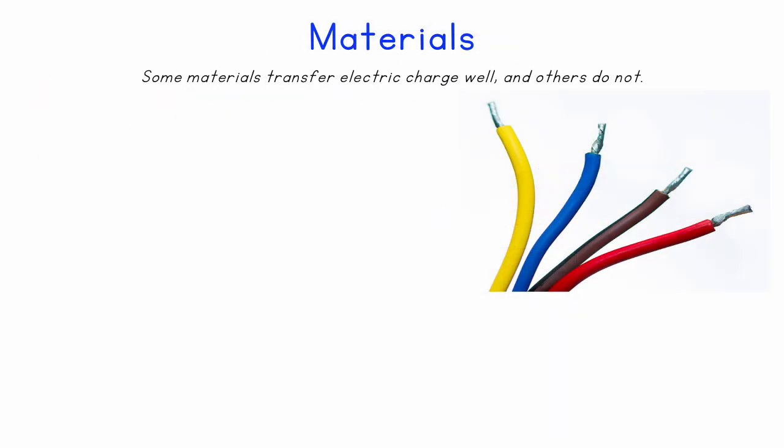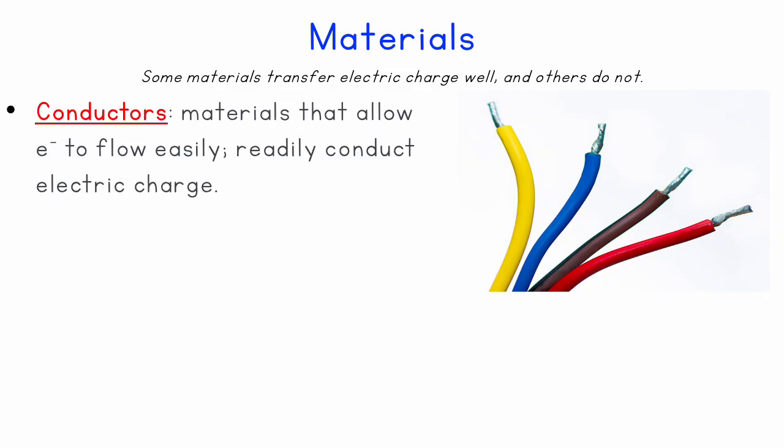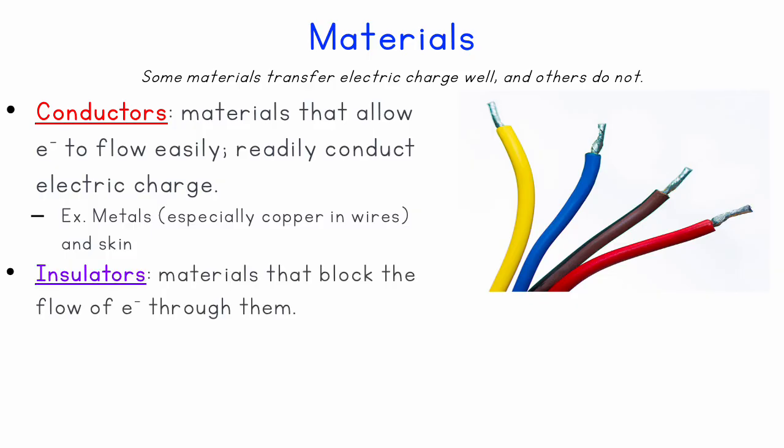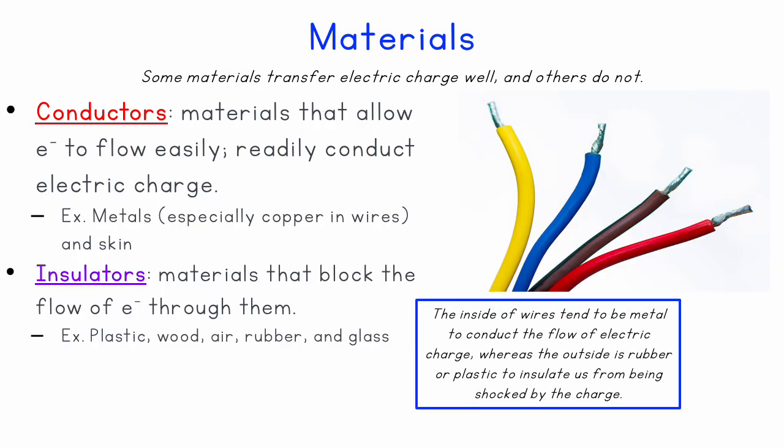Some materials transfer electric charge well, whereas others do not. Conductors are those materials that allow electrons to flow easily, readily conducting electric charge. Examples are metals, especially those contained in copper wires, as well as your skin. Insulators are materials that block the flow of electric charge or electrons through them. These are things like plastic, wood, air, rubber, and glass. Inside of wires tends to be metal to conduct the flow of electric charge, whereas the outside is rubber or plastic to insulate us from being shocked by the charge.